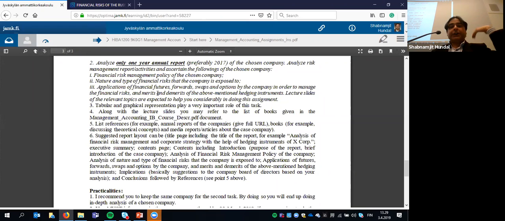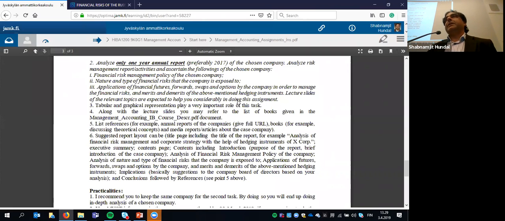Third, the application and what type of instruments or derivatives the company is using: forwards, swaps, options, futures, which of them they're using, and are they good for them? You have to write a critique. For example, let's say BP is using majorly futures. Why don't they use forwards? Or why don't they use options? So you have to make a kind of critical assessment.